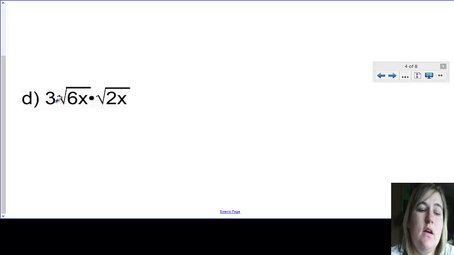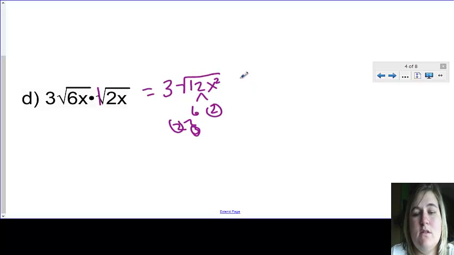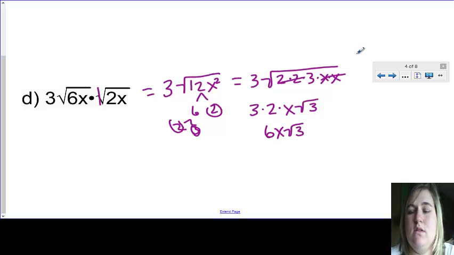On D, there's a 3 out here, there's an understood 1 here, so 3 times 1 is 3, radical, and then I have 6 times 2 is 12, and x times x is x squared. This one I can simplify, so I'm going to factor tree this. This gives me 6 and 2, 2 and 3, and an x squared. So this is the same as 3 radical 2 times 2 times 3 times x. Take out those doubles, so I have 3 times 2 times x, radical 3. 2 times 3 is 6x radical 3. That's my final answer.